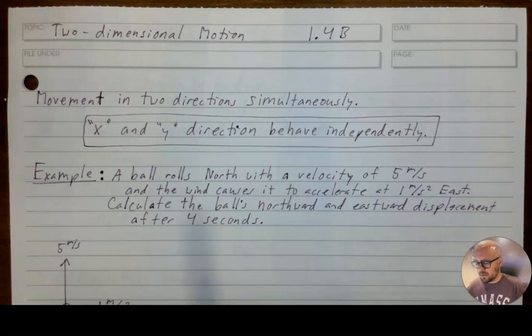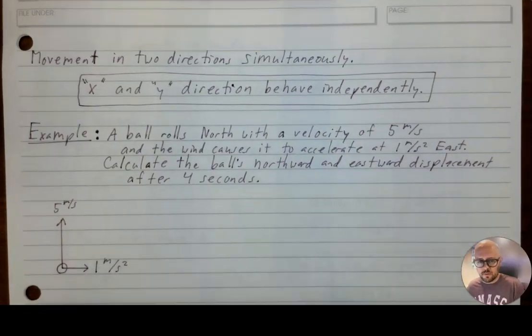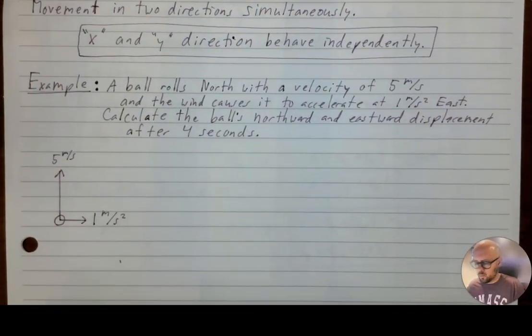So here's our example. A ball rolls north with a velocity of 5 meters per second, and the wind causes it to accelerate at 1 meter per second squared east. Calculate the ball's northward and eastward displacement after 4 seconds.